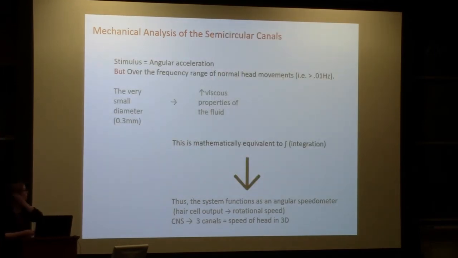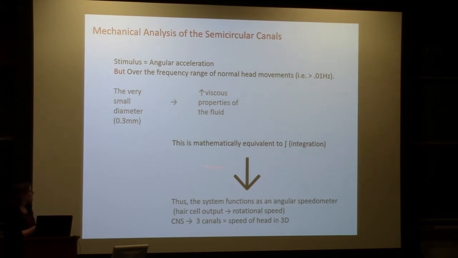Okay. So if you look at the vestibular system, in particular the canal part, the stimulus is angular acceleration, or rotational acceleration. But over the frequency range that we normally generate head movements, the canal size in humans and other animals is very small, about 0.3 millimeters. And the fluid is more like honey than water, so it's highly viscous.